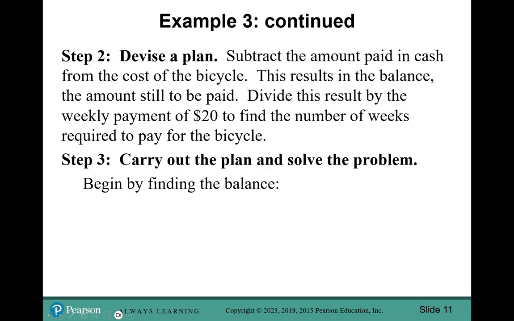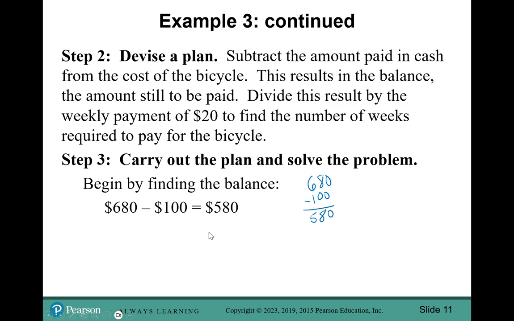Okay, we knew that the bicycle cost $680. We already put $100 down on it, so we should only owe $580. And that's exactly what we see here. Okay, we had 680 bucks that the bicycle cost. We paid the $100 on it. We still owe 580 bucks.